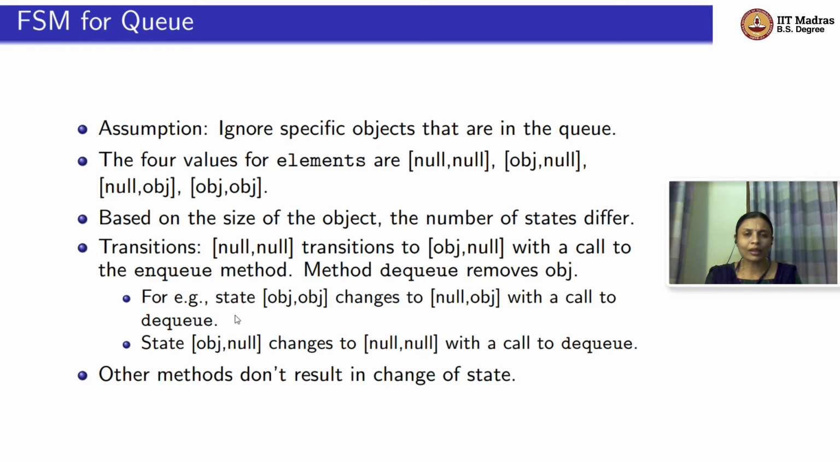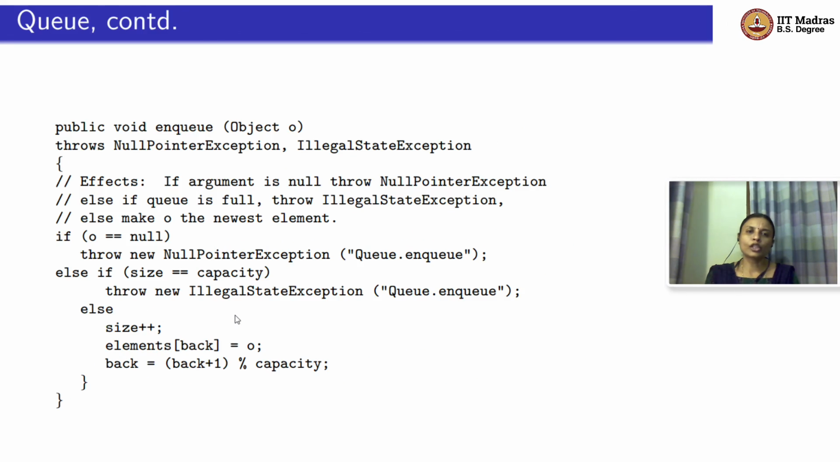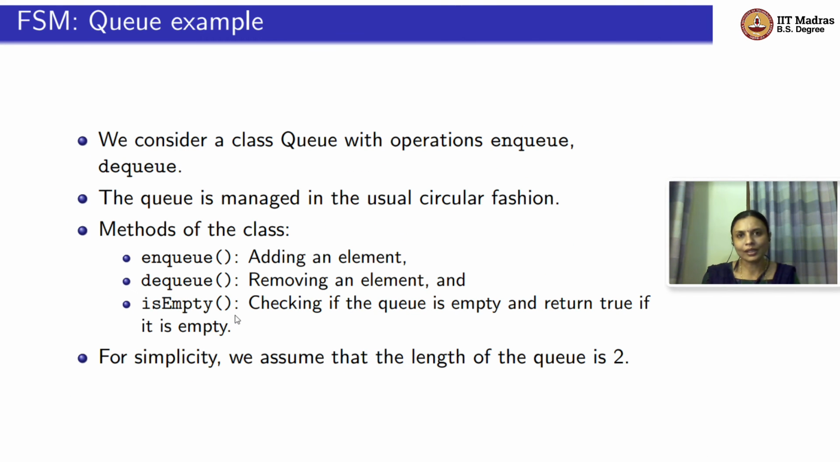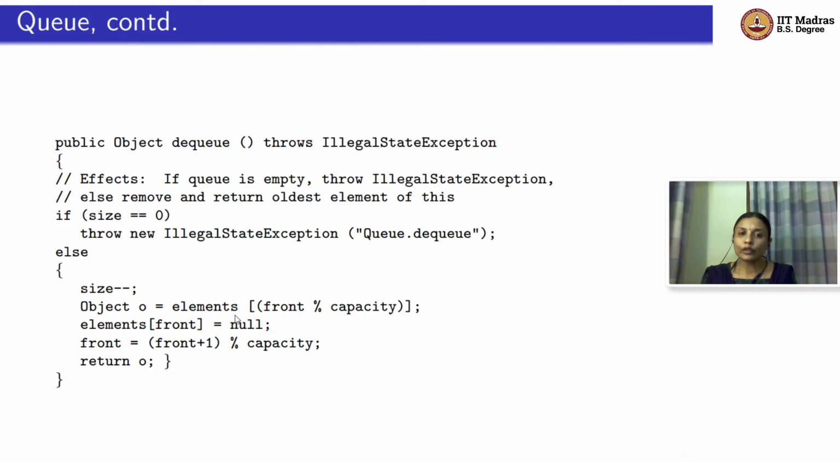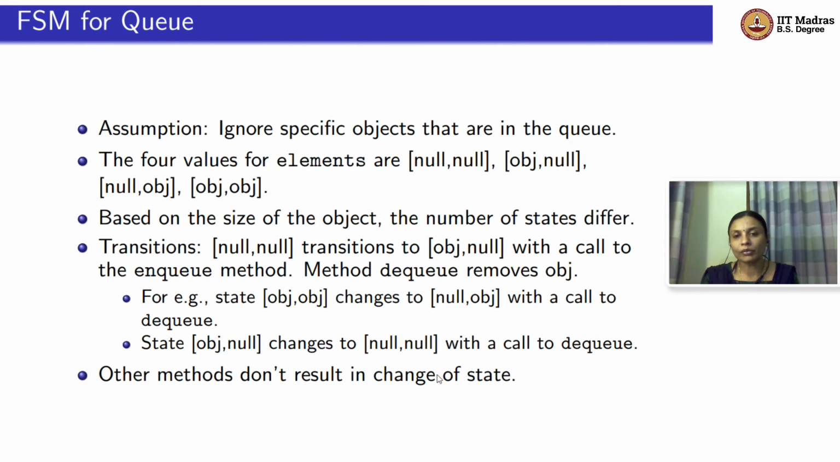IsEmpty is another method in the class queue. That's just a check. It doesn't change the state of the queue. So that doesn't come as a first class entity in the finite state machine model. So intuitively, for a class queue like this that has all these 3 methods, once a capacity is fixed, what does a finite state machine model? It models the possible values that the queue can hold at any point in time. It says those values are all different states. The queue can be fully empty. It can hold one object at this end or that end, or the queue can be full with both objects.